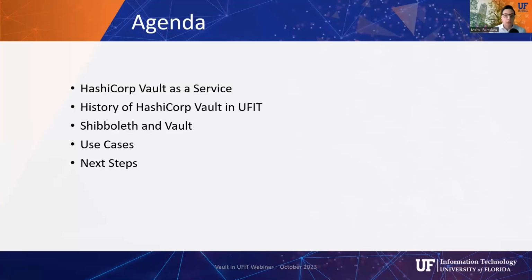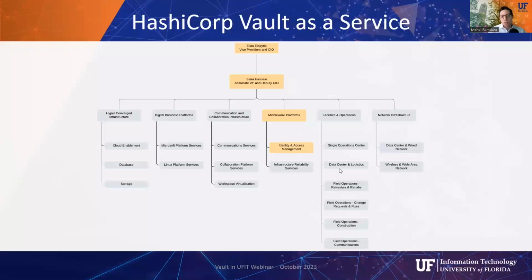Really kind of started growing with Shibboleth, some of the use cases we currently use, and what are next steps. So Vault as a service is provided by the Identity and Access Management team, which is located in a unit called Infrastructure and Communication Technology in UF IT. We're basically the unit that provides all the infrastructure pieces, whether private hosting on our VMware clusters or public cloud deployments in Azure, AWS, or GCP.